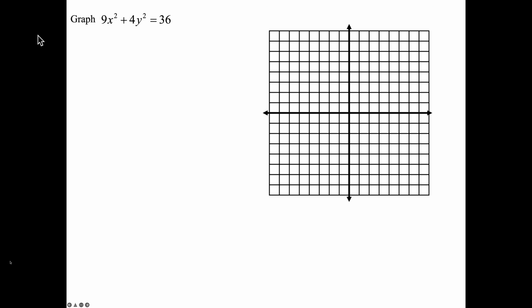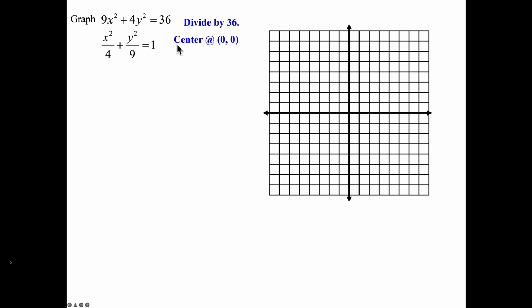All right, so 7.3 part 2, more graphing. The first thing you're going to notice about this equation is it's not in our standard form. It's not set equal to 1. So what we're going to have to do is divide both sides by 36. If I divide 36 by 36, I get a 1. If I divide 36 into 4, that reduces. 4 goes into 36 9 times. There's my denominator. And vice versa, put 36 underneath the 9, reduces to x squared over 4.